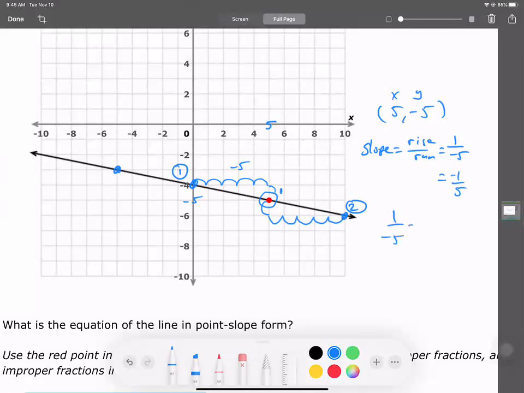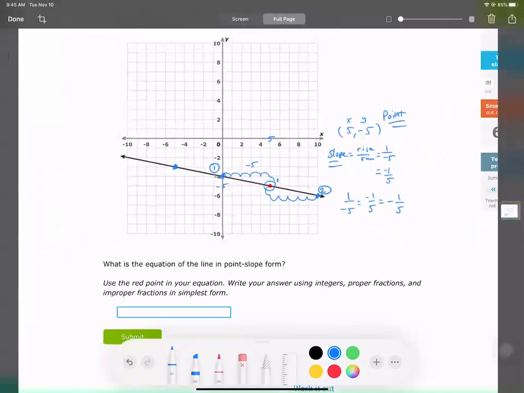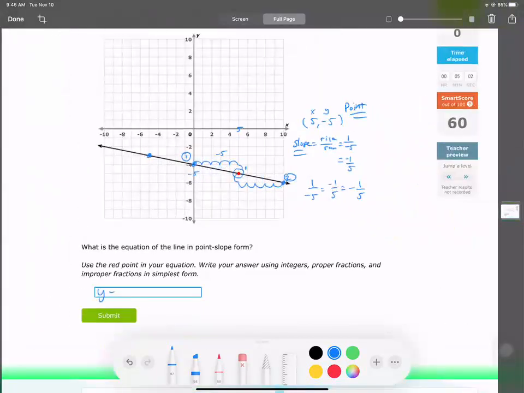Now, is 1 over -5 the same as negative 1 over 5? We learned before that the negative can go on top or bottom, but you can only use it once. You can also write that negative sign in the middle. So we have everything we need to write our point-slope form. We have our point, and we have our slope. Y minus y, which is a negative 5, equals to slope negative 1 over 5, parentheses, don't forget the parentheses, x minus 5.